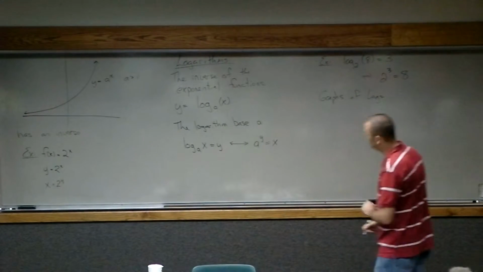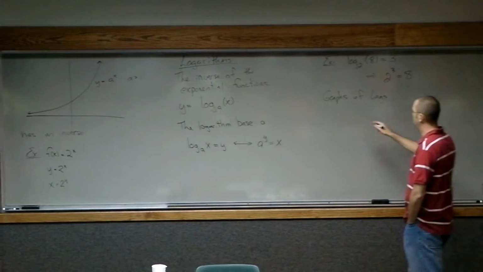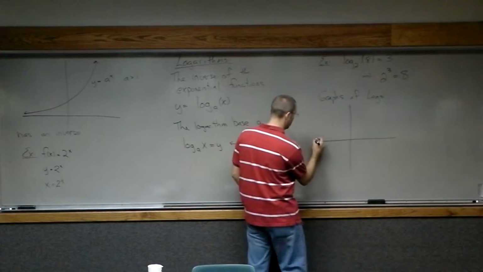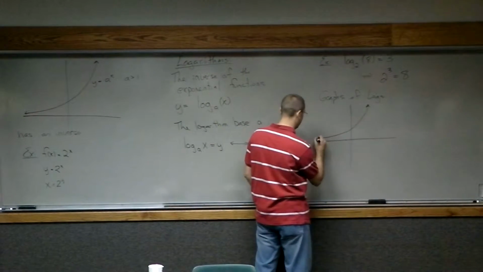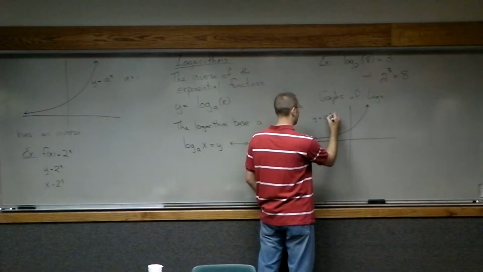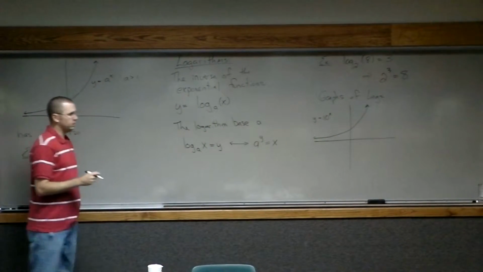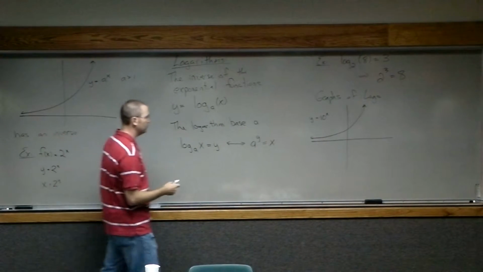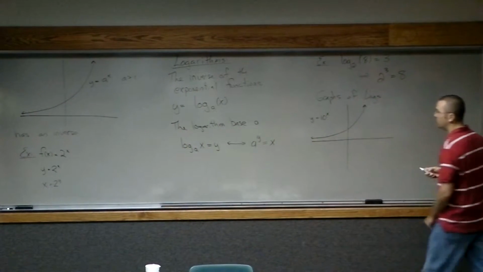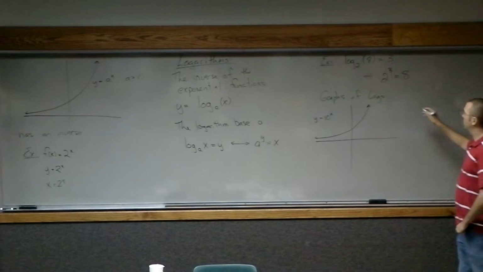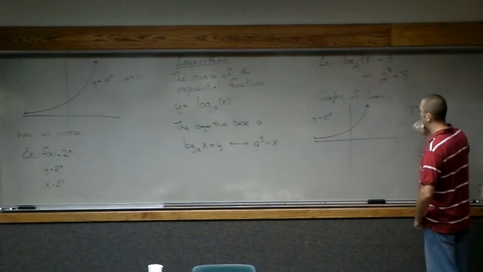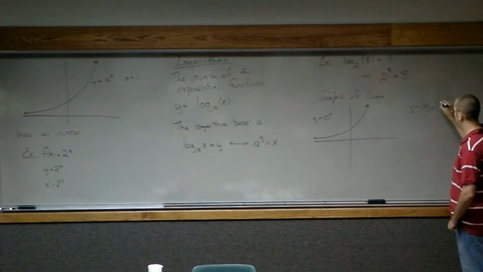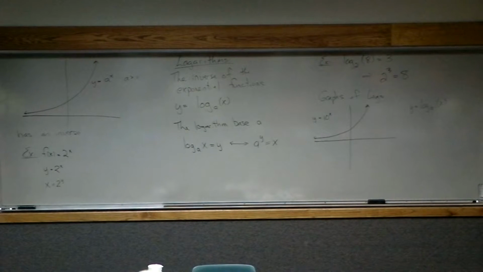There are two types of graphs we want to look at. Okay, so we'll do the first one over here. Let's take a look at the function y equals 10 to the x. There's our graph of y equals 10 to the x. All right, what is the inverse of y equals 10 to the x? Well, the inverse of 10 to the x is going to be log base 10 of x. These are inverses of each other.